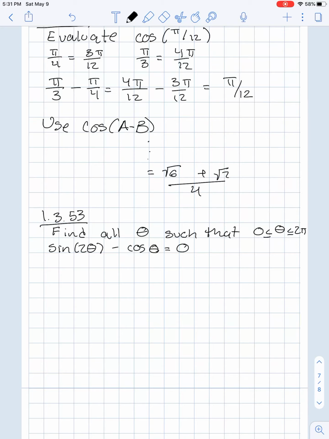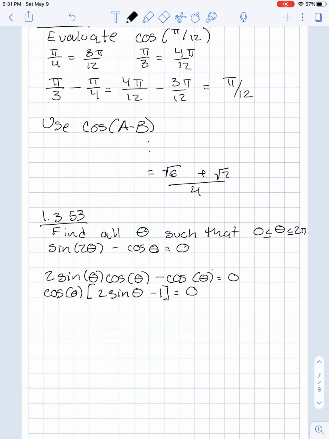equals 0. All right, well, I know sine of 2 theta is what? It's going to be 2 sine theta cosine theta minus cosine theta. Well, awesome. Each term now has a cosine in it, and I can pull it out. So I'm going to have cosine theta times 2 sine theta minus 1 equals 0.